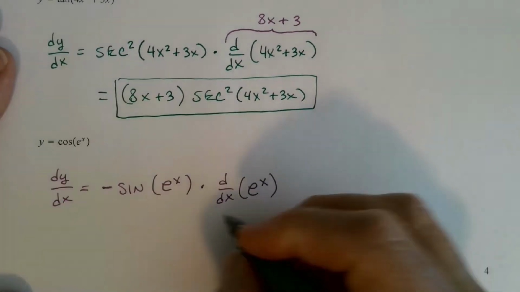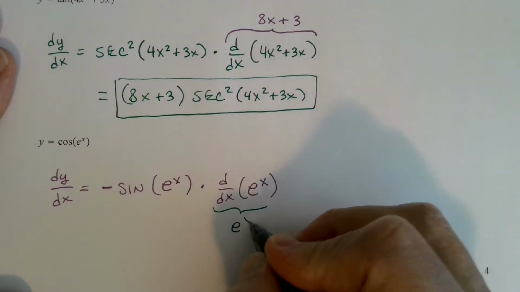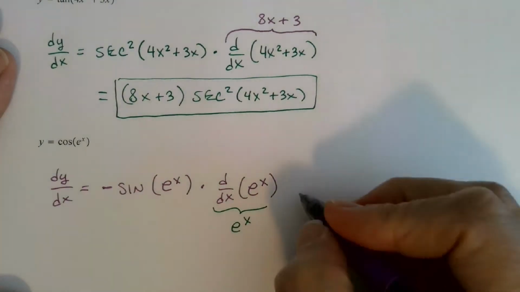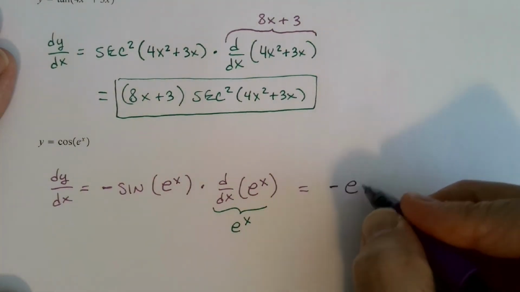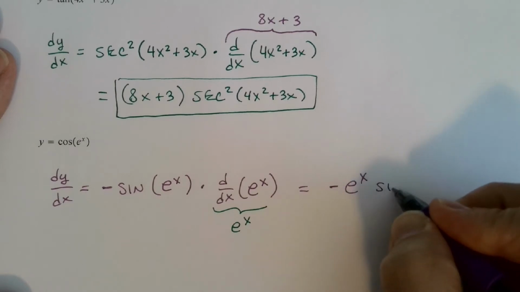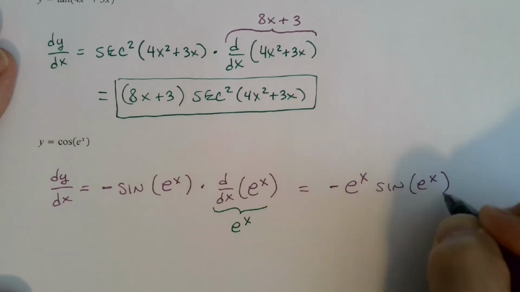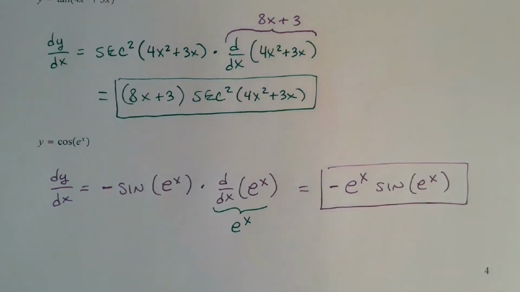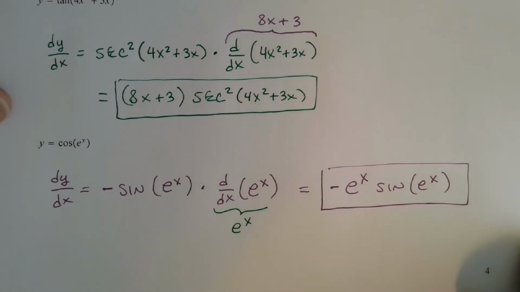What's the derivative with respect to x of e to the x? Well, that's just e to the x. And so bringing this e to the x in front, I get negative 1 times e to the x sine of e to the x. So those are some examples. Again, these are all chain rule, but sometimes they're called generalized rules. Okay.